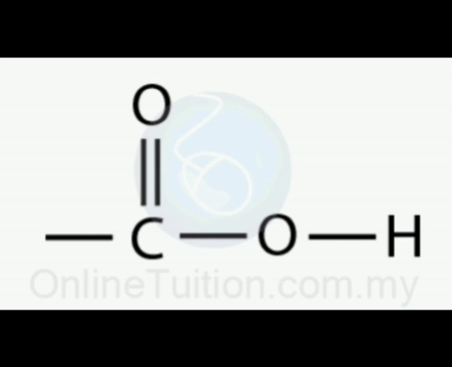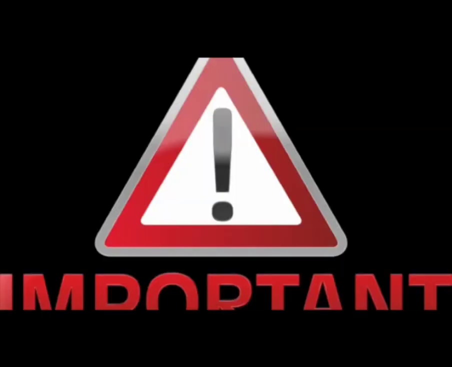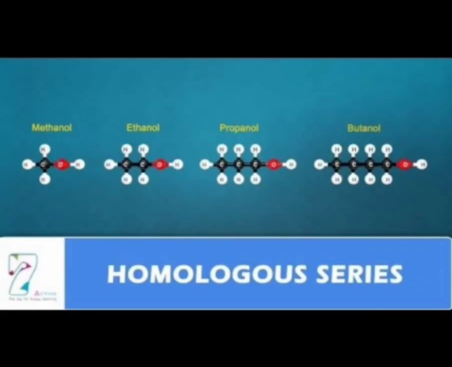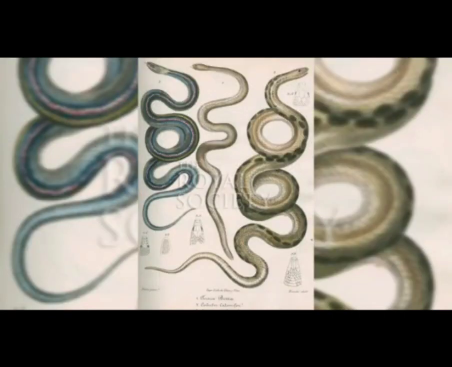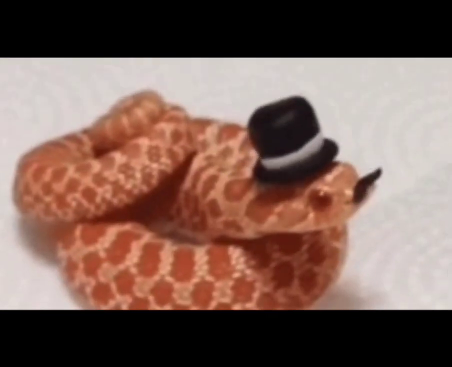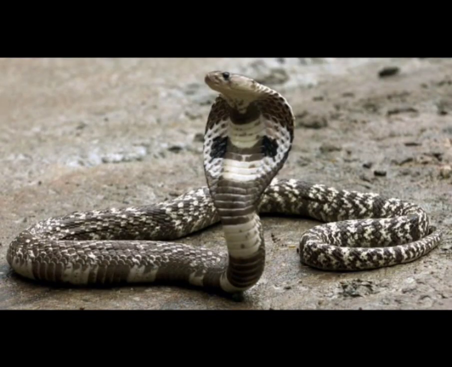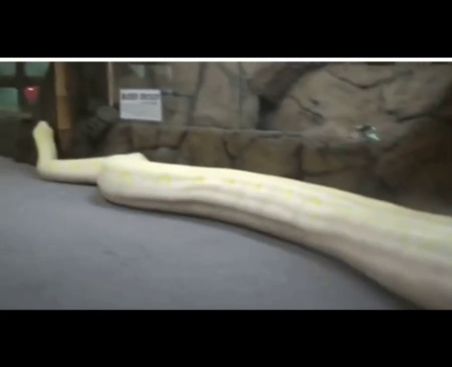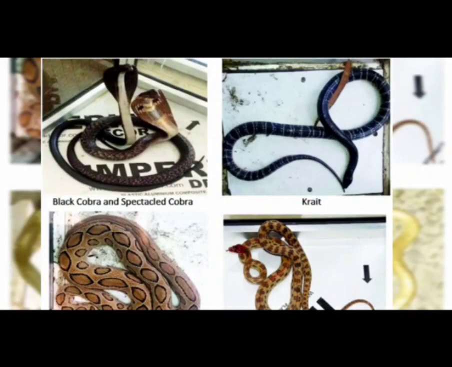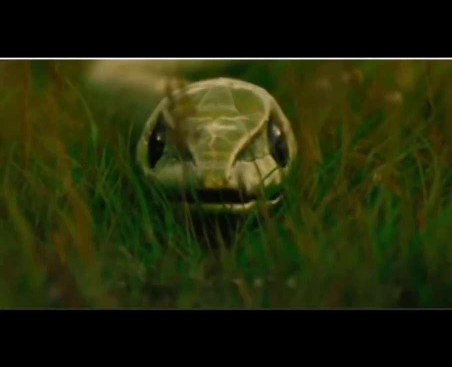Next, we are going to see about a really important topic. It's called the homologous series. Before that, let's see an illustration to understand this easily. Let's say there are 3 snakes. One small, another a medium sized, the other a big one. Even if they are of different sizes, they are all snakes and have the same characteristics such as scary looking and scaly and so on.